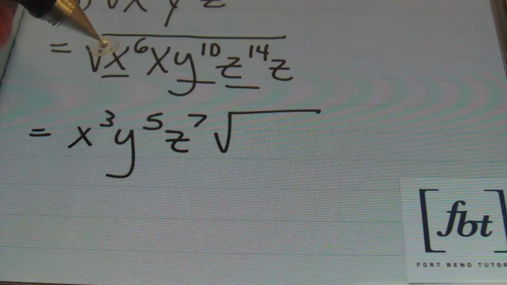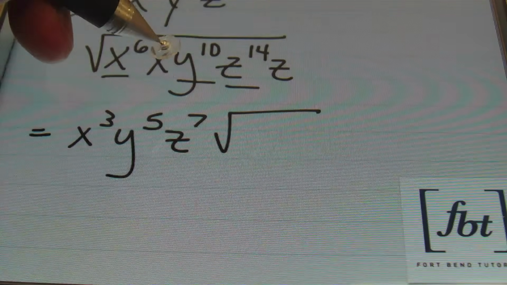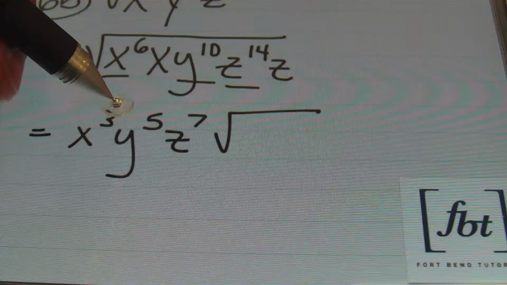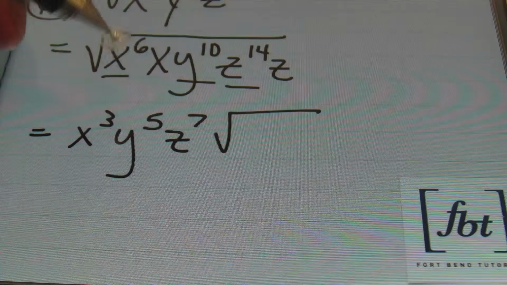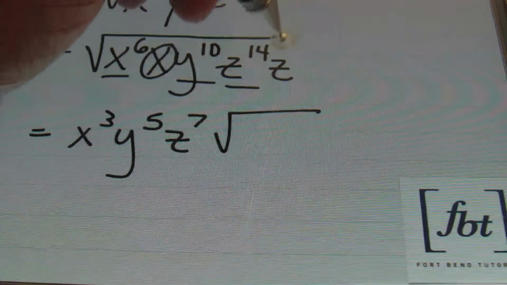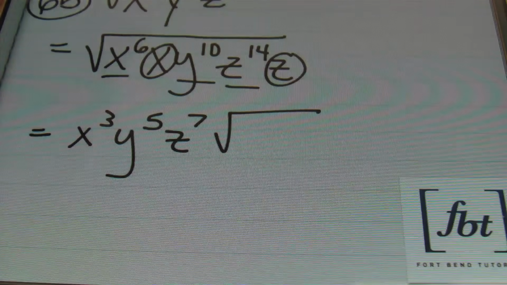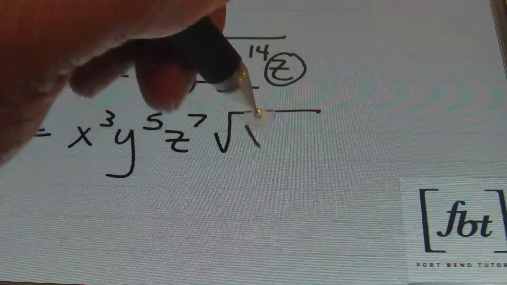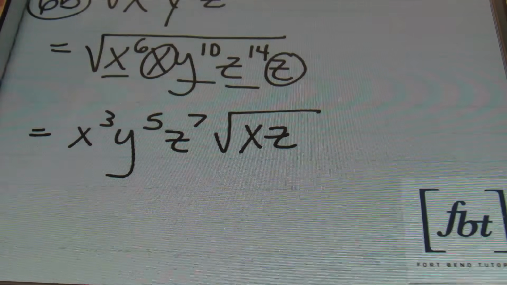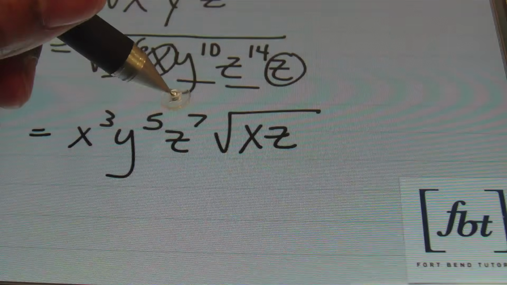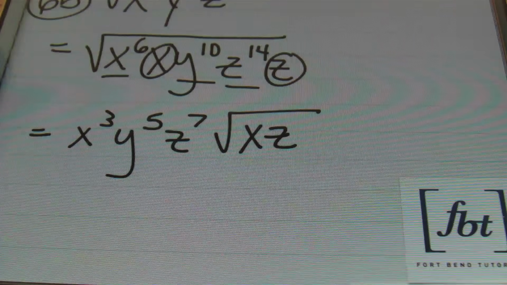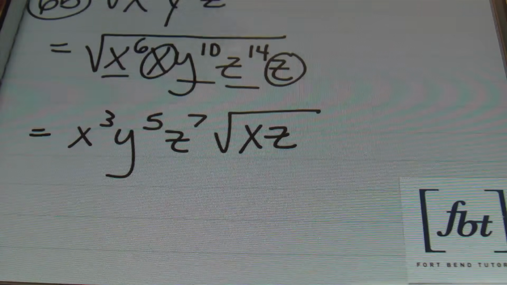Once you've taken the square root of x to the 6th power to get x cubed, y to the 10th power to get y to the 5th power, and z to the 14th power to get z to the 7th power, the remaining variables underneath the radical remain there as your radicand. So you'll end up with x, z underneath the radical sign. Your answer is x cubed, y to the 5th power, z to the 7th power times the square root of xz, and done. That's your answer.